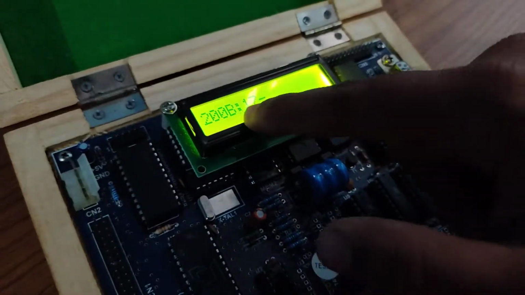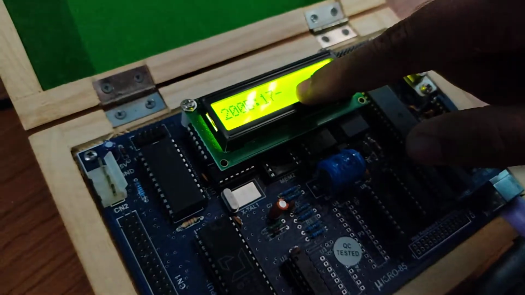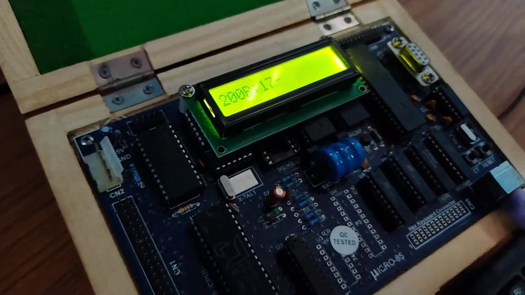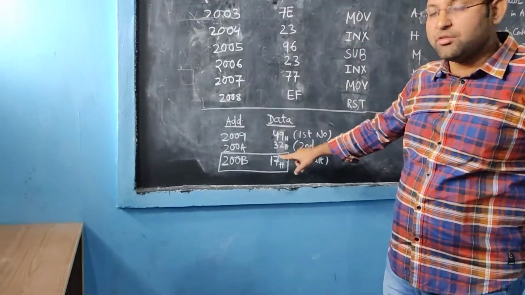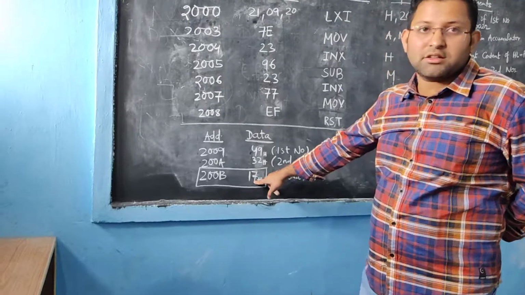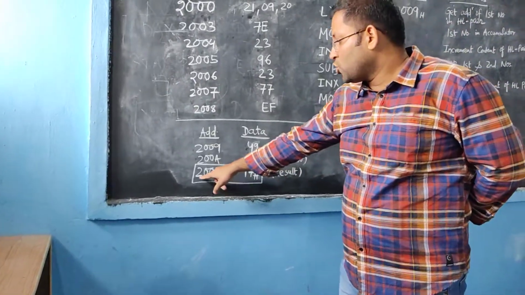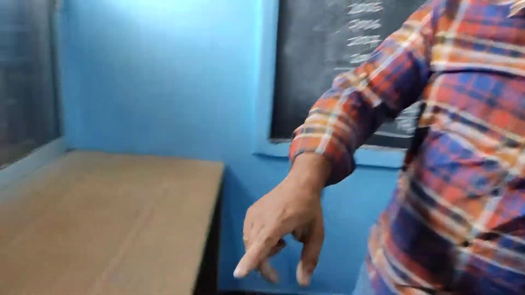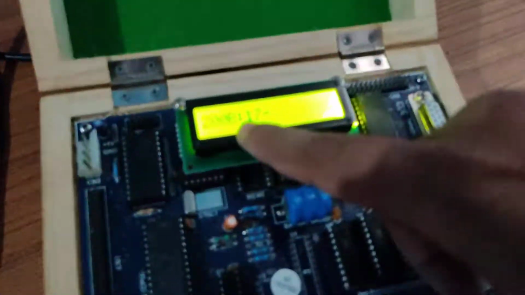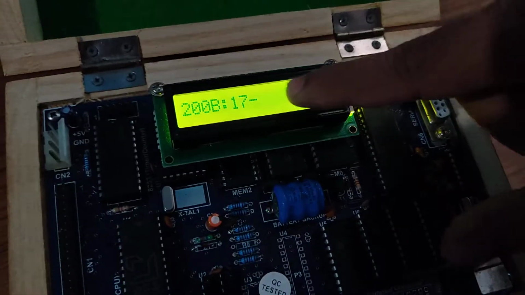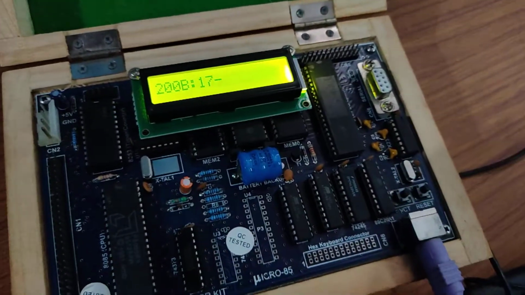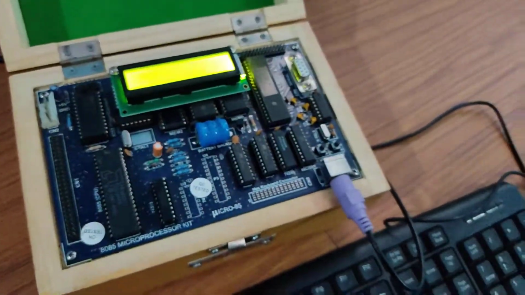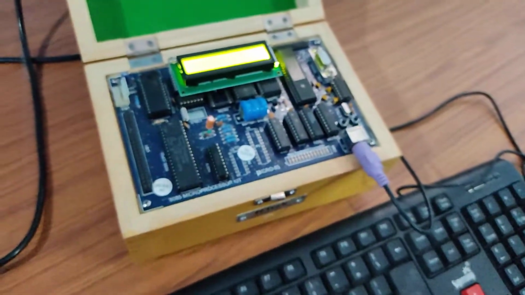See, 200B is showing 17. That means when you subtract two hexadecimal numbers 49 and 32, you get the subtraction result 17 at address 200B. In 200B, your final result is 17. So this is the programming of subtraction of two 8-bit numbers. Thank you.